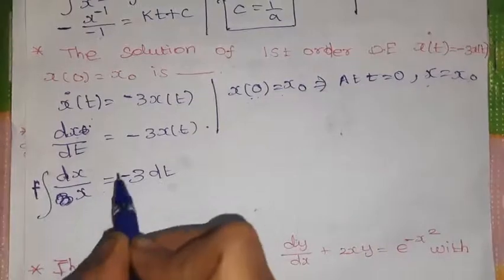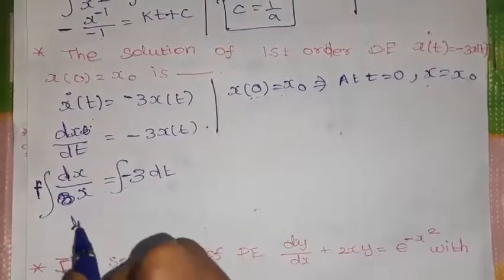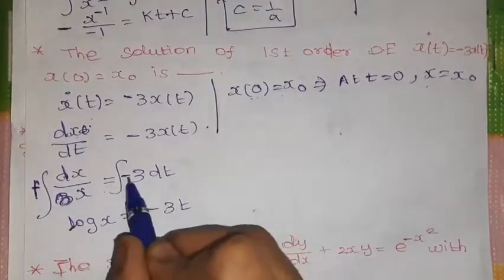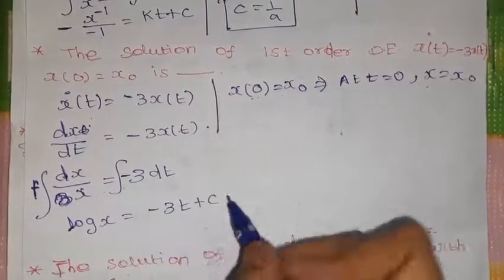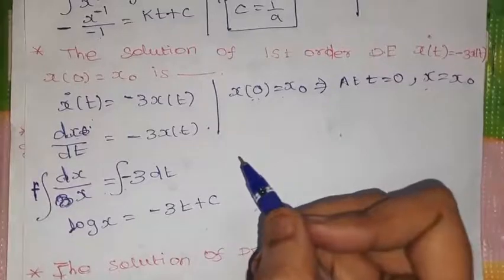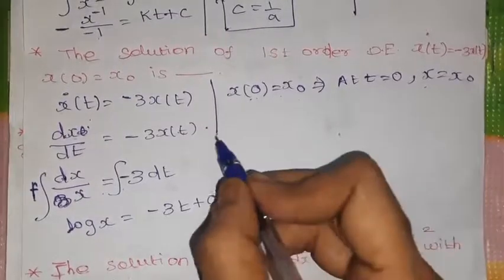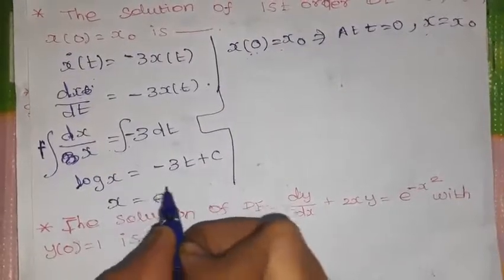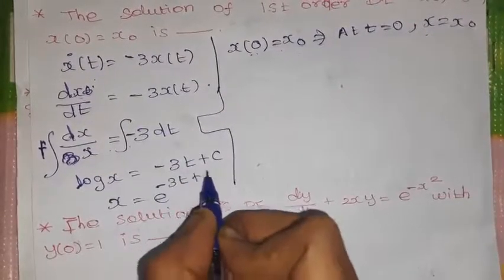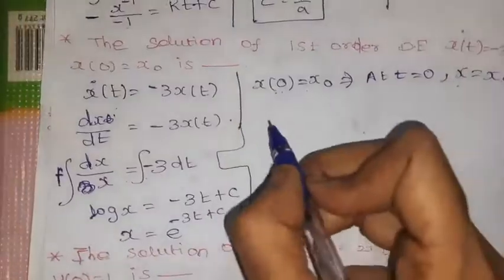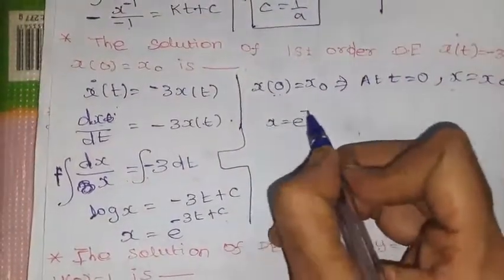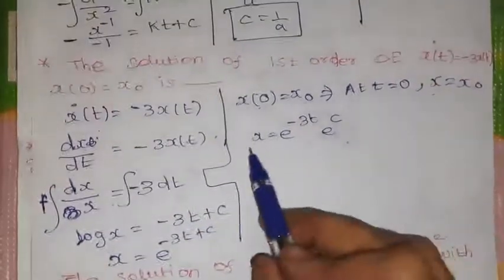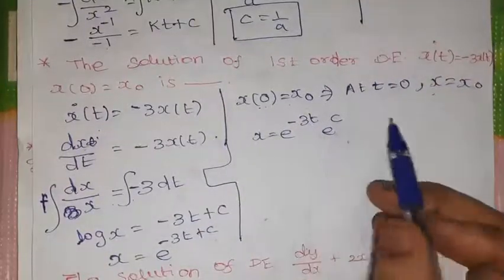Now we need to integrate on both sides. ∫dx/x is log x, equal to -3∫dt, which is -3t + c. Then x is e^(-3t + c), a function of exponential, which can be split as multiplication. So x = e^(-3t) · e^c.